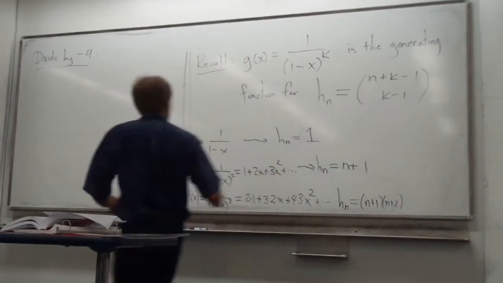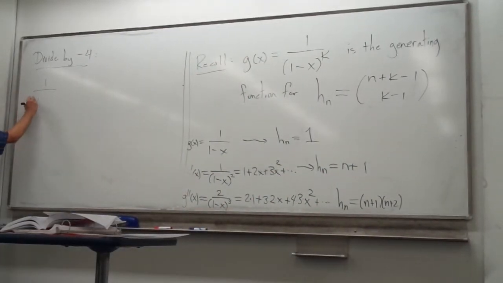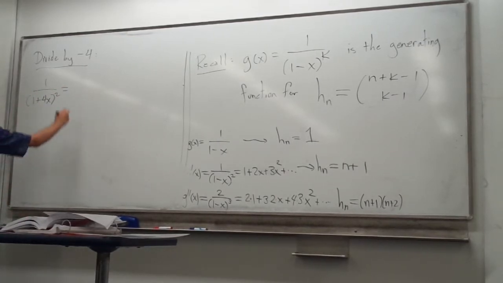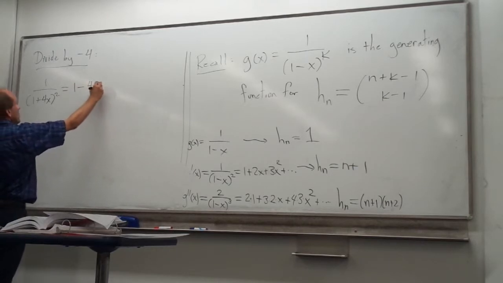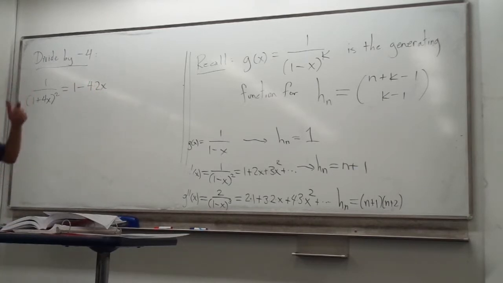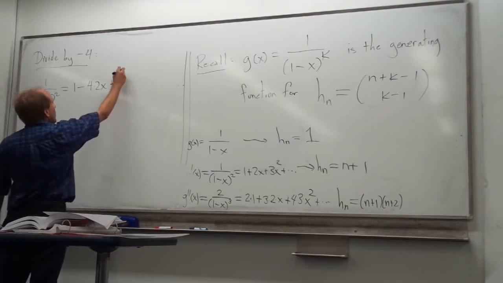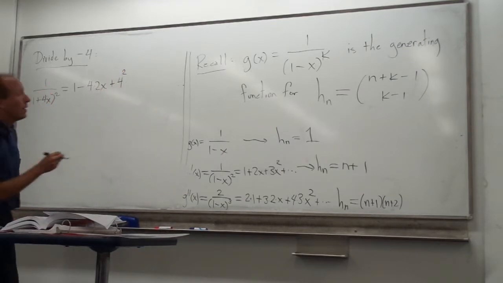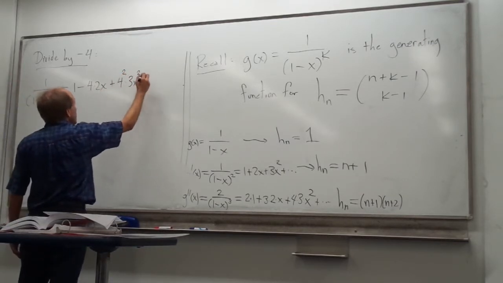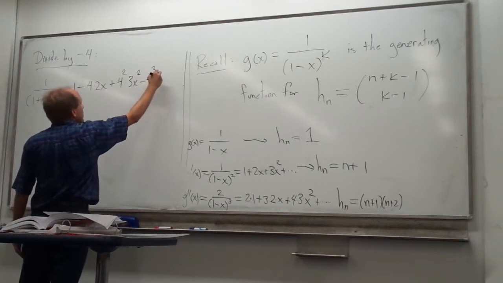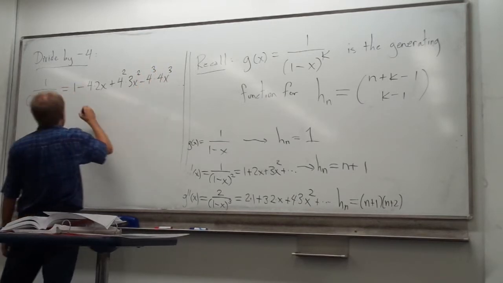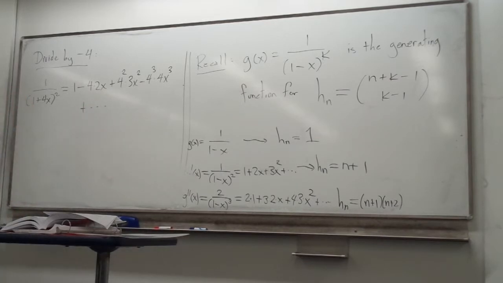So let's divide by negative 4, and now we get 1 over 1 plus 4x quantity squared is equal to 1 minus 4 times 2x. I'm switching the signs on these terms, right? Plus 4 squared times 3x squared, and the next one would be minus 4 cubed times 4x cubed, and so on, right? So if I went all the way to x to the 9th, what would it be?